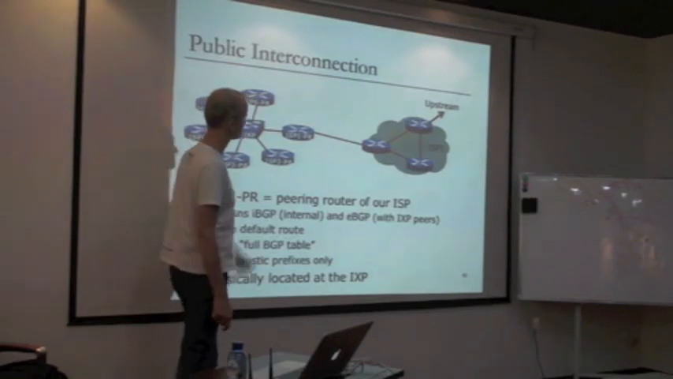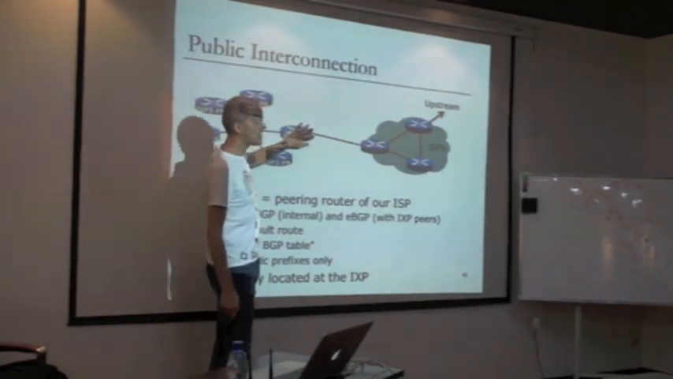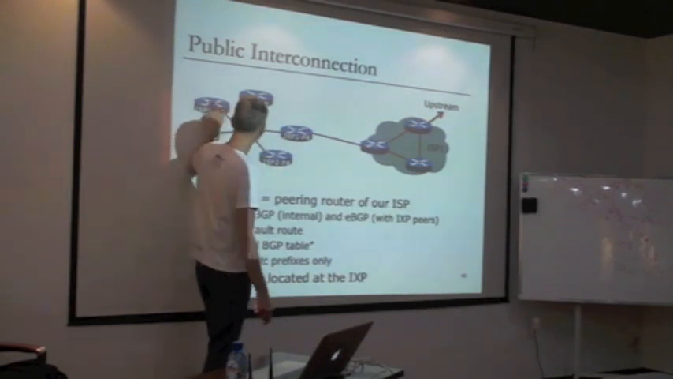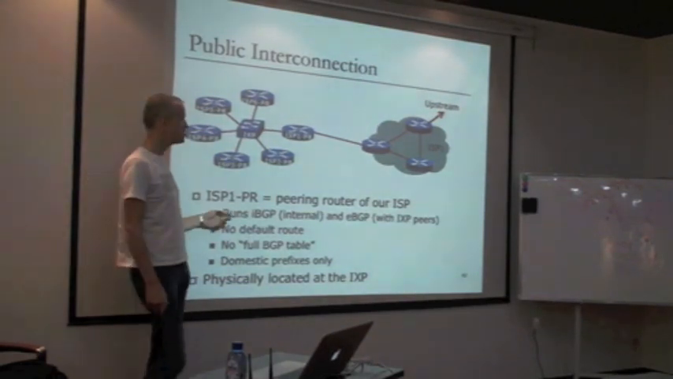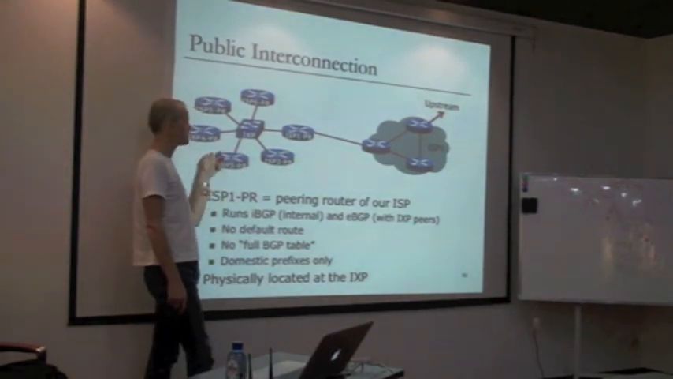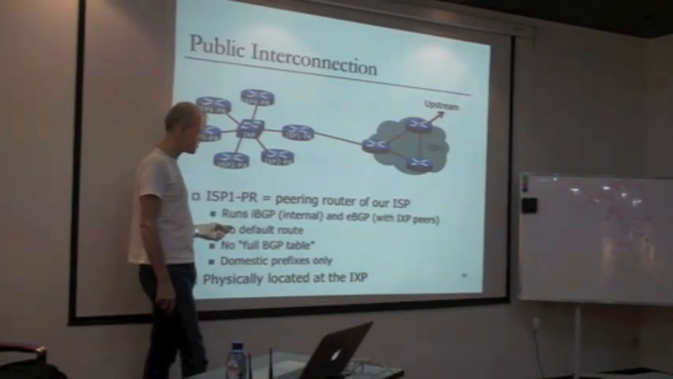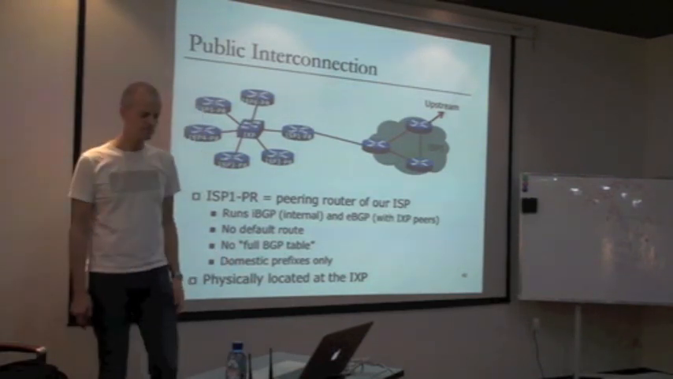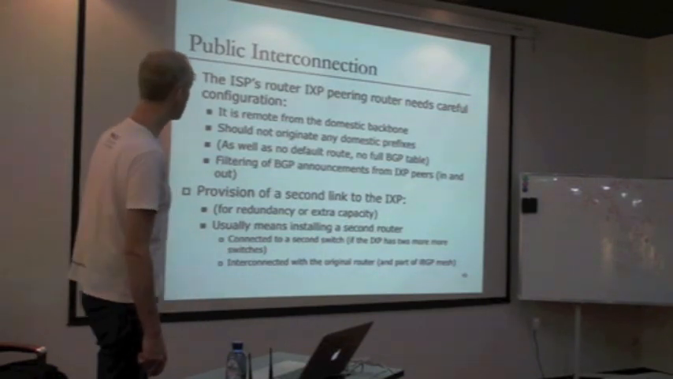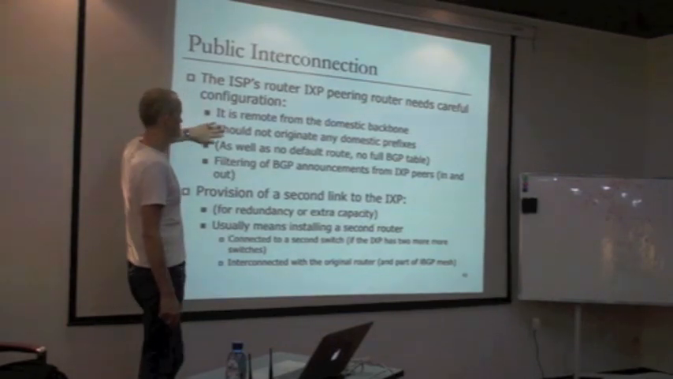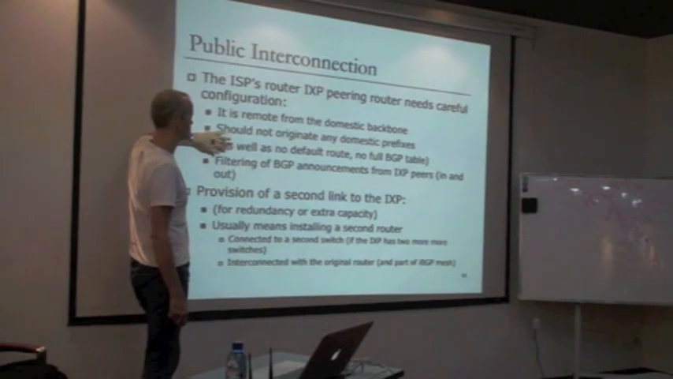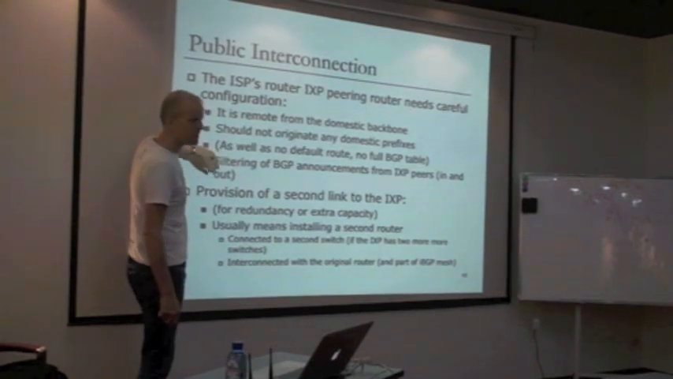So it's something like this. You've got the ISP network over there. The peering router is at the exchange point, and it peers with other ISPs at the exchange. It runs IBGP with the rest of the backbone and eBGP with the ISP peers. It has no default, no full BGP table, only got the domestic prefixes on it by IBGP. So you need to be careful configuring this router. It's remote from the domestic backbone, don't originate prefixes, as well as not the default or full BGP table. Need to filter in and out.